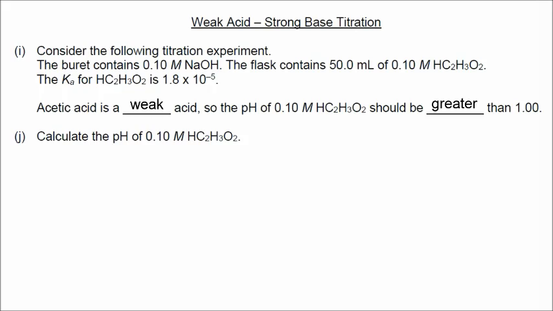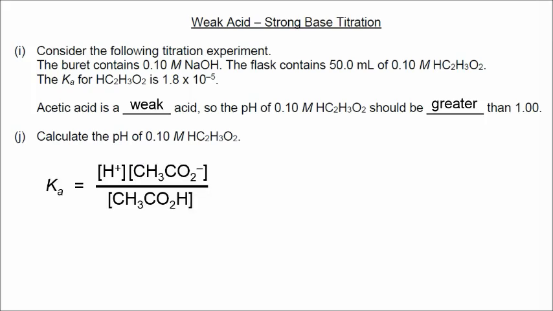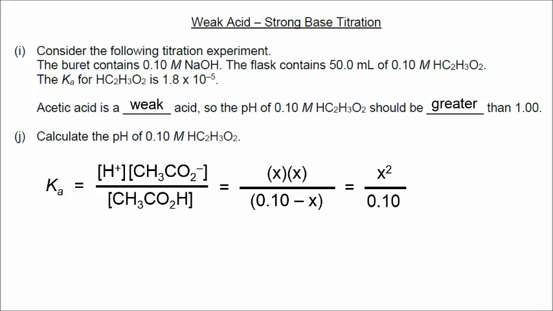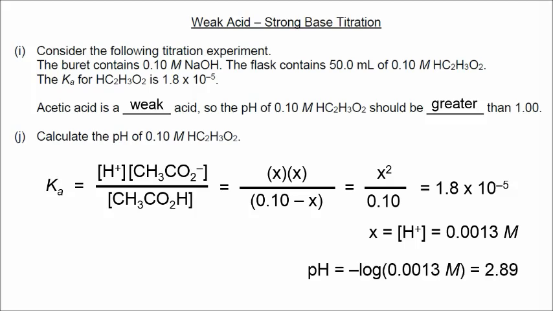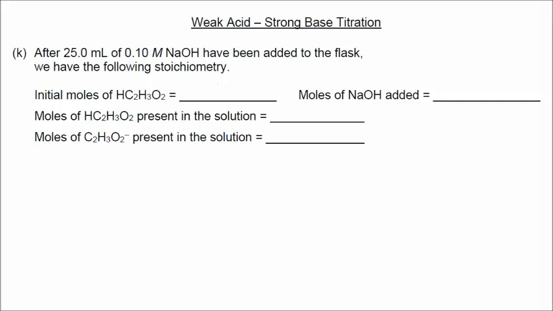Let's calculate the pH of 0.1 molar acetic acid. We use the Ka expression. We plug in the numbers that we know. In this case, we have X and X on the top, and 0.1 for the concentration of acetic acid on the bottom. We set that equal to the Ka, and we solve for X, which is 0.0013 moles per liter. That's our concentration of H+. We take the negative log, and the pH is 2.89. So yes, it's indeed higher than the pH would have been if we had started with a strong acid of the same concentration.